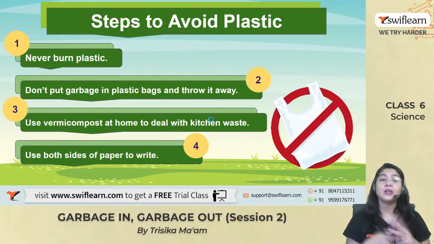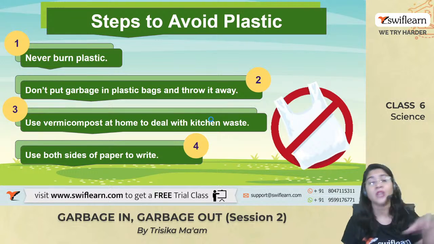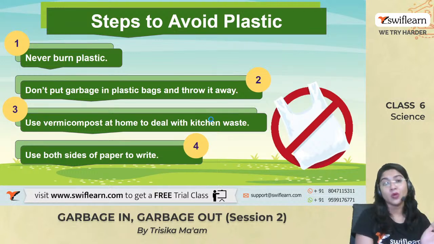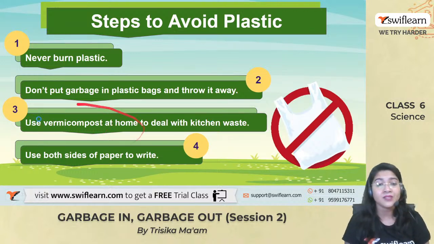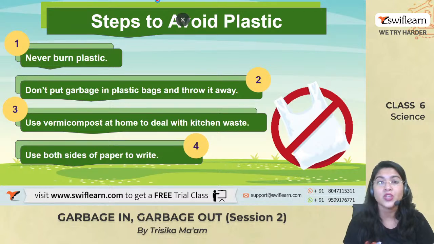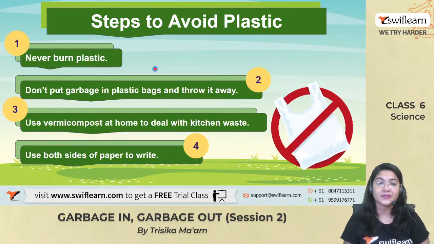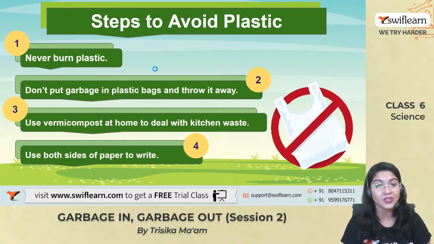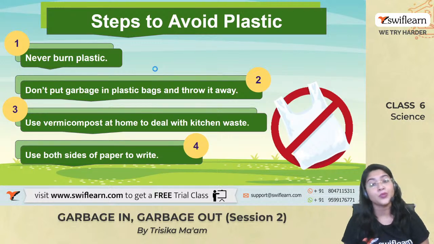right? Thirdly, use vermicompost at home to deal with kitchen waste. All the organic materials like fruit peels or vegetable peels, which are the waste products of the kitchen, we can process by using vermicompost. You already have an idea what vermicompost is, the composting done by different earthworms. Remember the red worms we have already seen in the previous session. Yes, so we can do this vermicomposting at home.